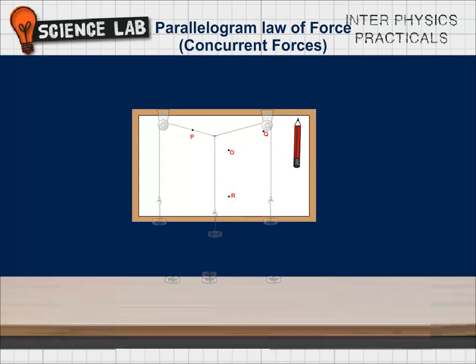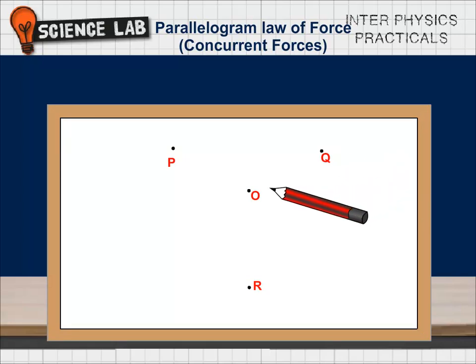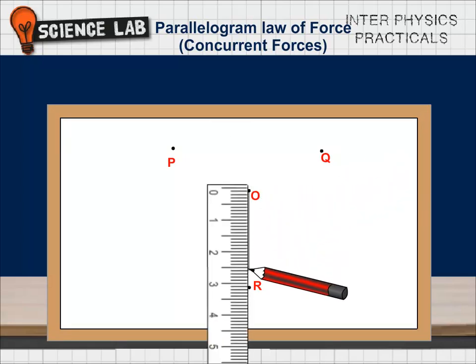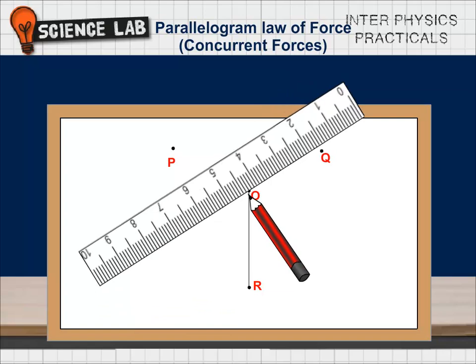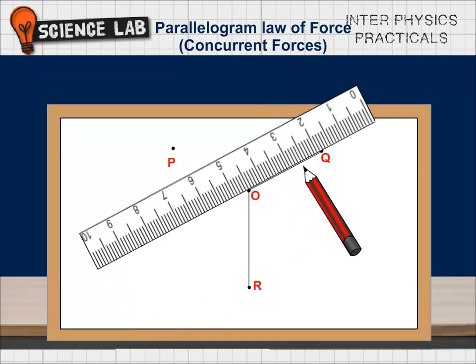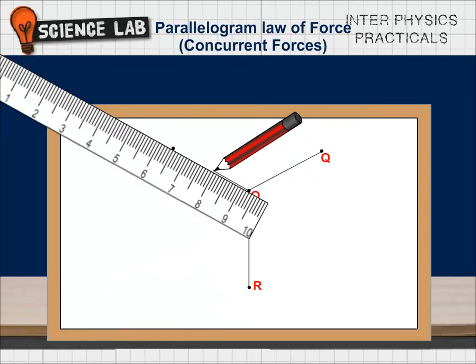Remove the pulleys. Join the points O and R to form a line OR. Join the points O and P to form a line OP.